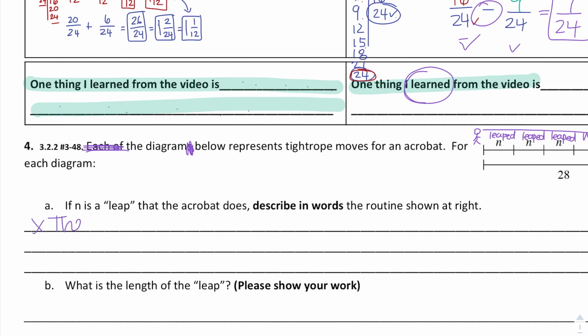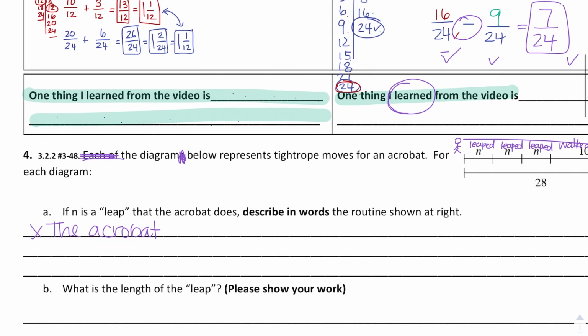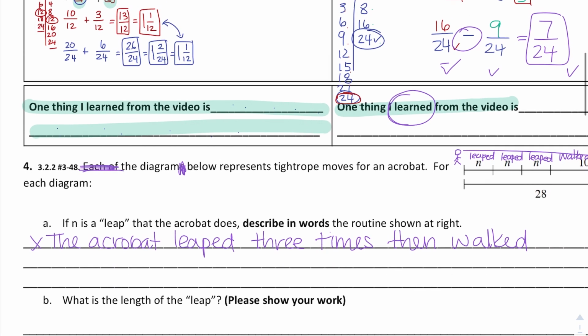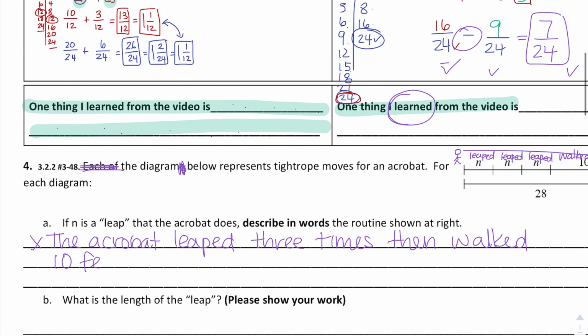The acrobat leaped. You can say leaped, comma, leaped, comma, leaped, or you can say leaped 3 times. Then walked 10 feet to finish the routine. Okay.